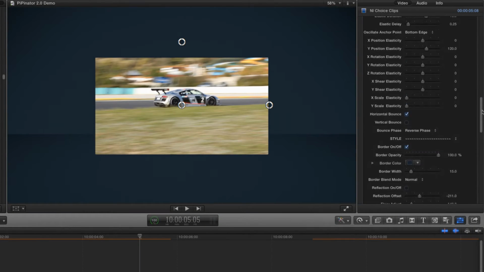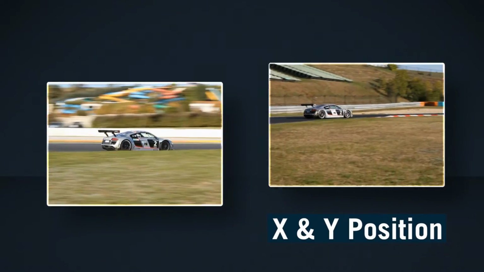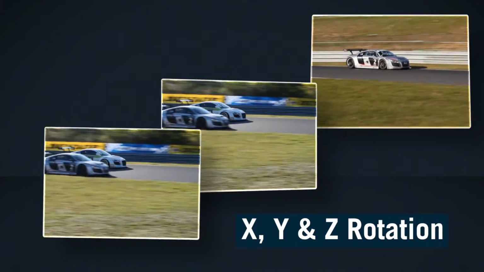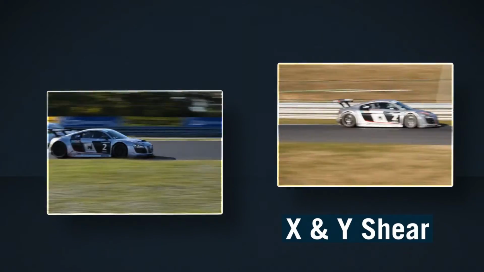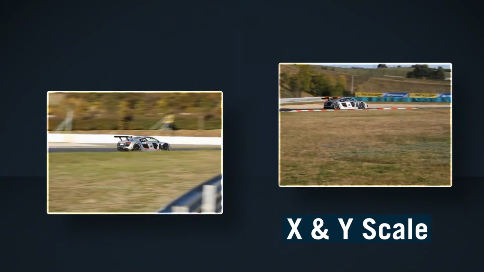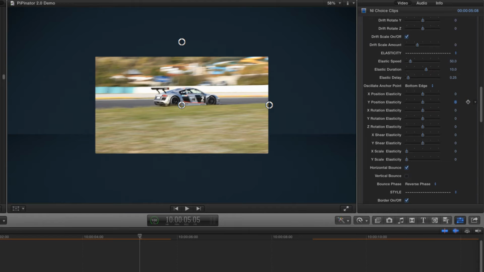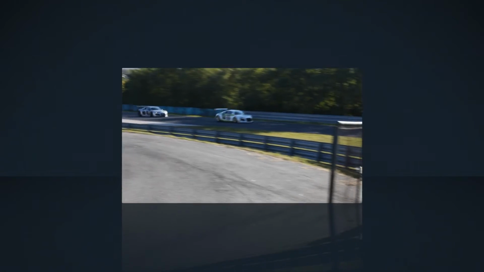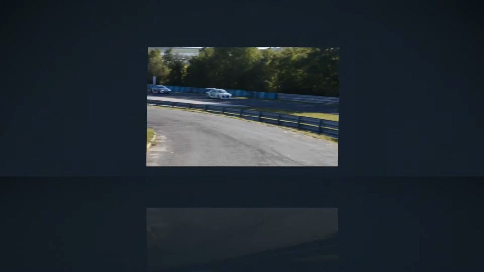Let's look at some of the other options. We can control the elasticity of both the X and Y position, the X, Y and Z rotation, the X and Y shear, and the X and Y scale. I'm going to cancel out the Y position value and add some Y scale elasticity instead. If we play that back, it now looks as though the image is deforming as it hits the ground, which is just what I want.